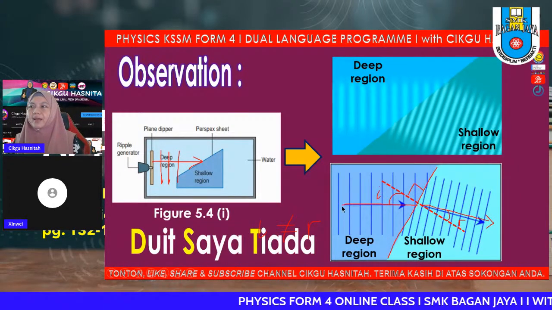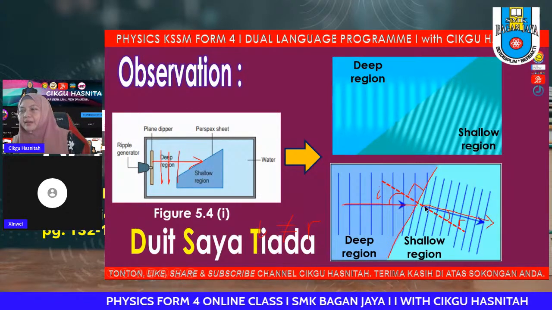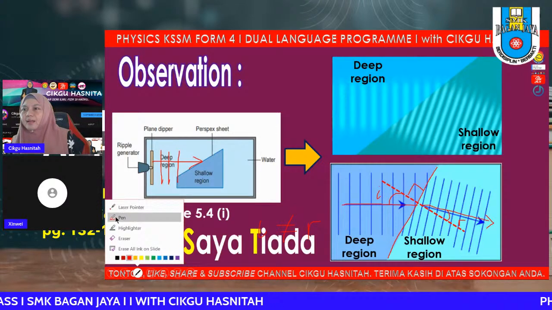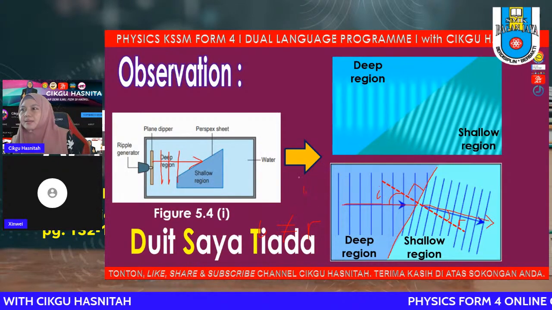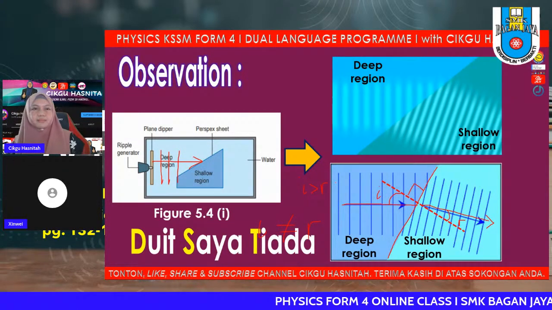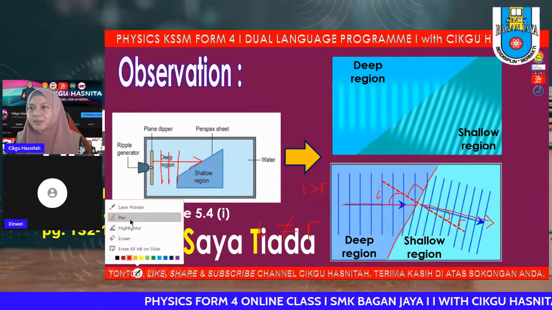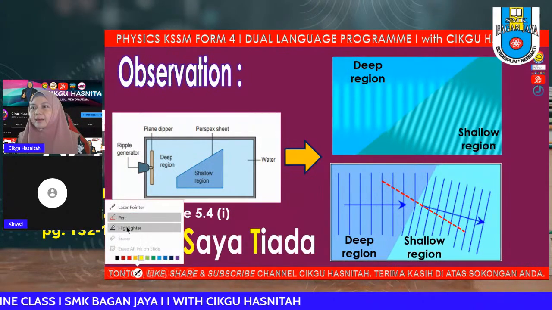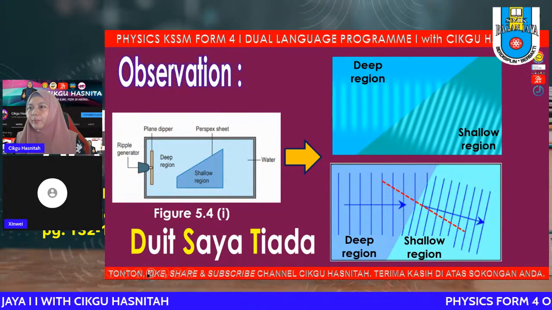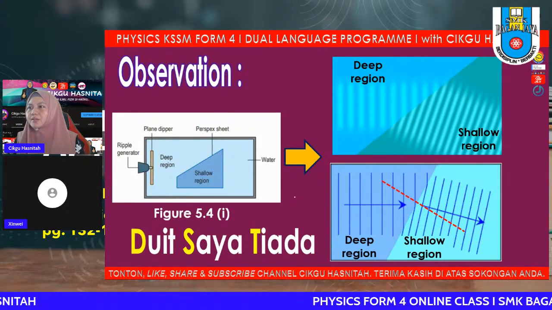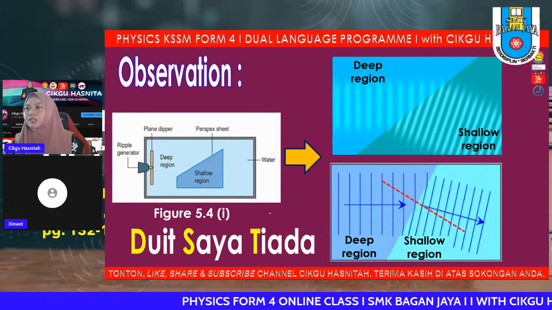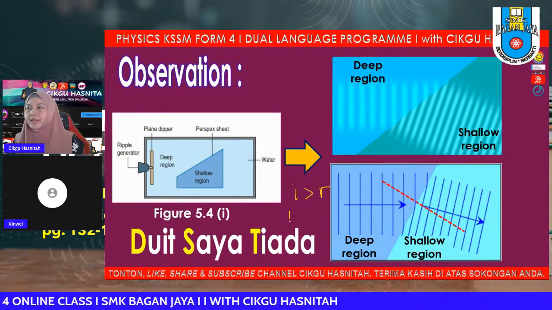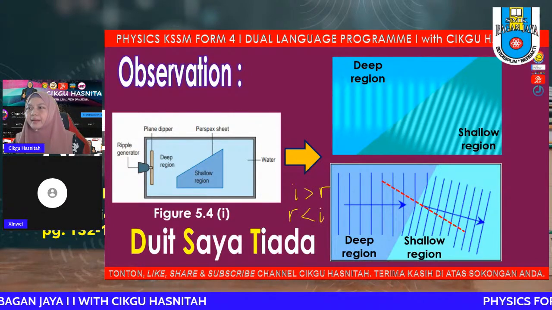So as you can see here, traveling from the deep region and entering the shallow region, it will be refracted towards the normal, where you can see that i is greater than r. I use a different ink. Where i is greater than r. When the wave moves from deep to shallow region, you can see it will refract towards the normal, where i is greater than r, or you can say r is less than i.